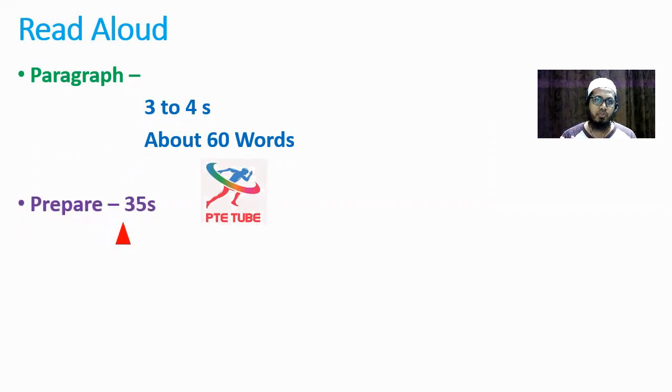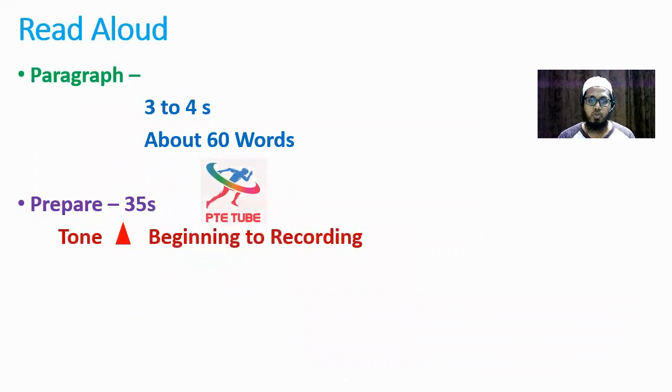Once the question pops up on the screen, you will be given 35 seconds to prepare, go through it, read in detail and figure out what are the difficult words that are available in the paragraph and take care of them, including contractions. And once the 35 seconds gets exhausted, then you hear a tone. Once you hear the tone, the status changes from beginning to recording. When this happens, you are supposed to record what you see on the screen.